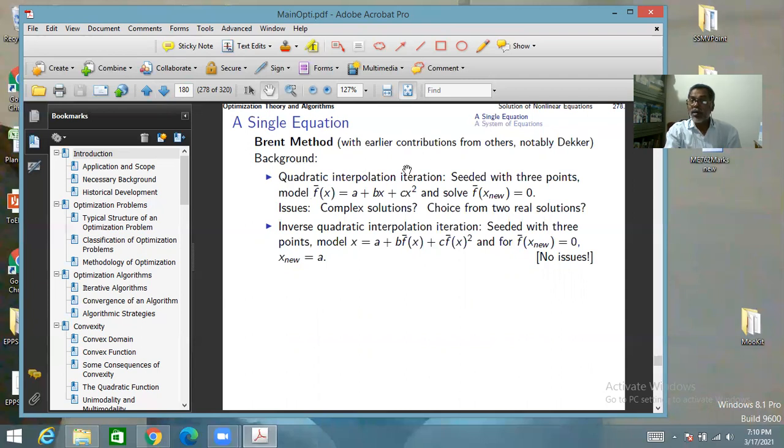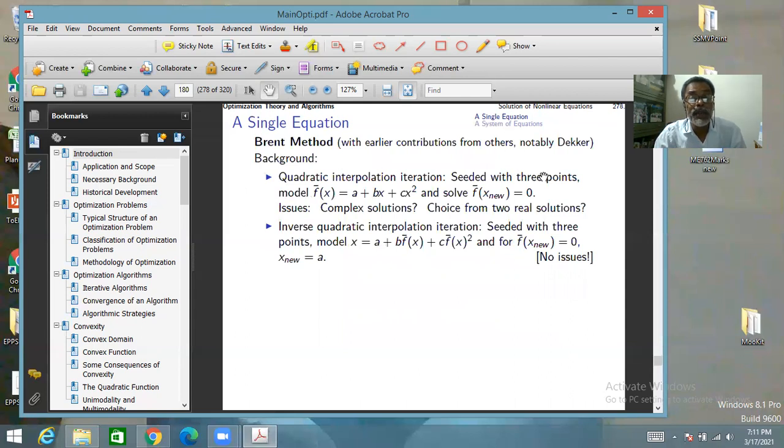It has actually got contributions from several others. The full name of this is Van Wijngaarden-Dekker-Brent. So before Brent, the person who made contributions in this method is Dekker. So Brent's method is considered an improvement over Dekker's method. And there is a little background to the method. Like Newton's method and the secant method, there are other interpolation based methods also to solve a single equation. So there was a quadratic interpolation method, or quadratic estimation method, which gets seeded with not 2 points but 3 points and doesn't use the derivative.